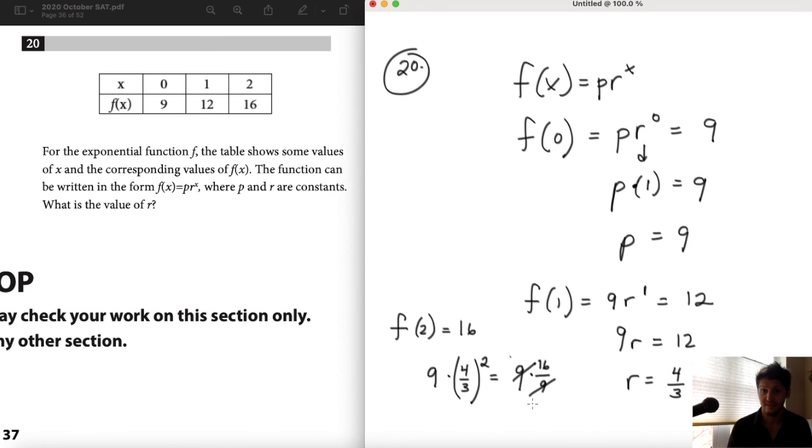Right? 9 times 16 would be 90 plus 54. Right? So that's 144 over 9. Cool. So that was just work to prove that I felt good about my answer, but I was done over here. R is 4/3. So I hope that was helpful.